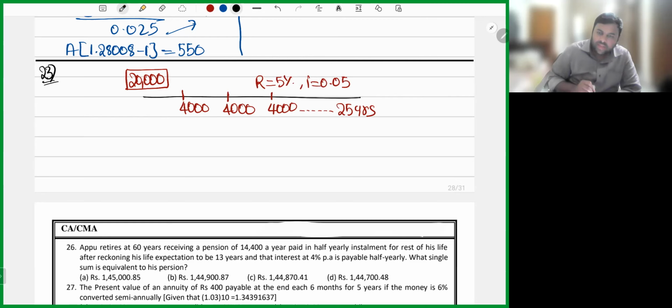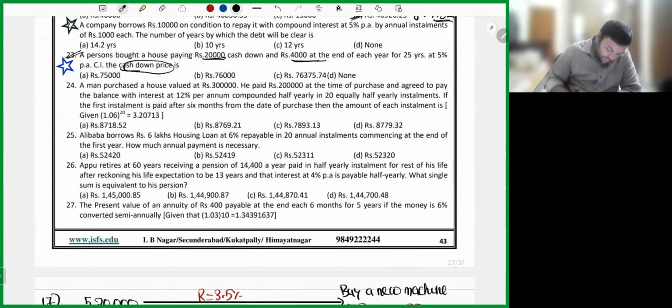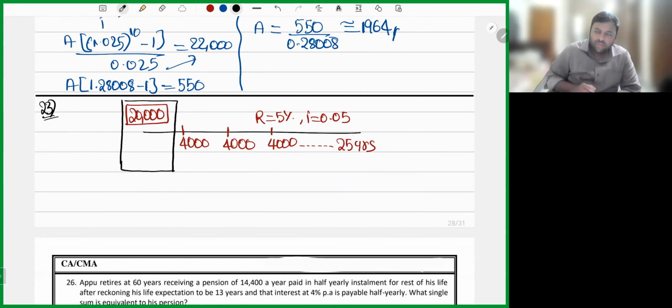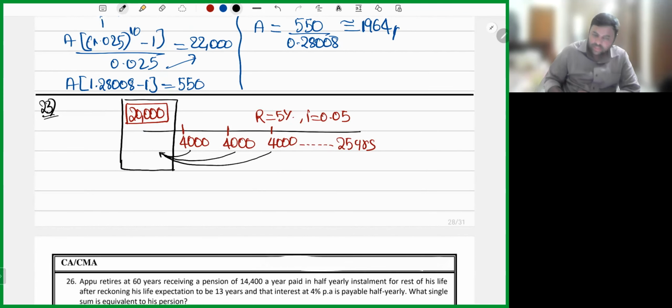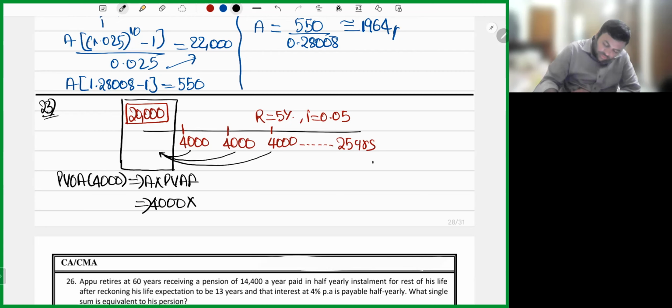Now I need to calculate the cash down. Cash down means if I make the whole payment immediately, what will be the price of that? All these 4,000 rupees, I'll bring to present value. So how will you compute present value, my dear friends? Present value of ordinary annuity of 4,000. Simply, I'll do A into present value annuity factor. A is 4,000. Now how will you get present value annuity factor?